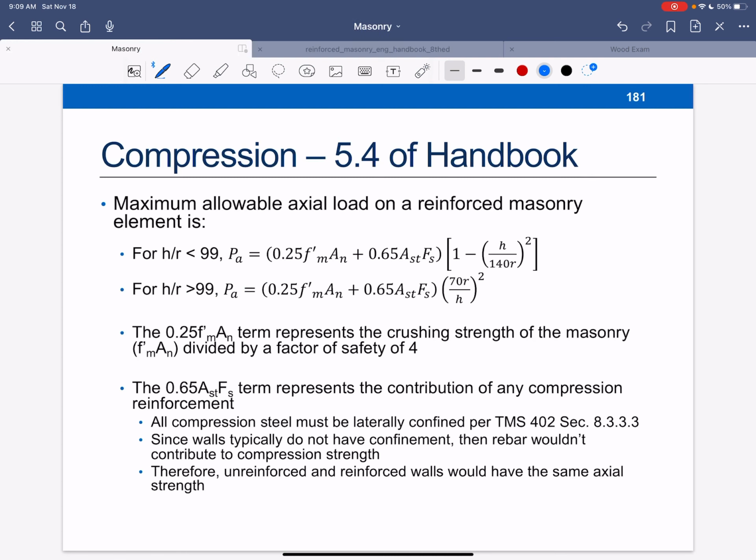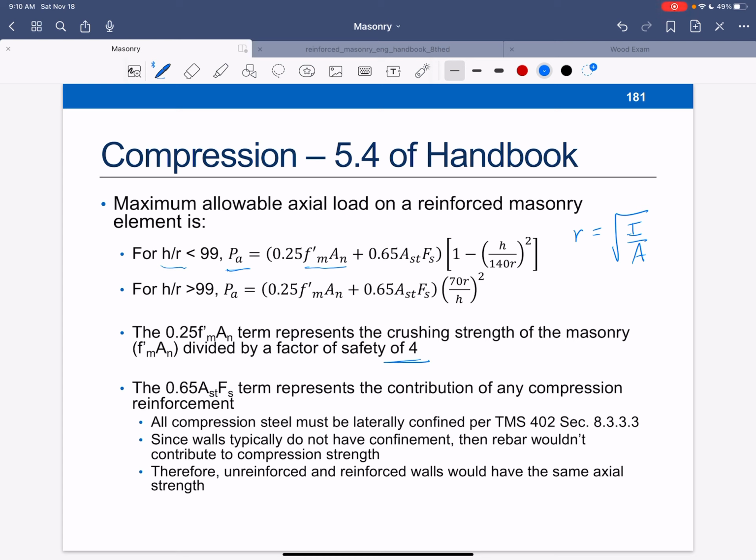The first set of equations in the handbook show you the maximum allowable, and you're going to do all this in terms of an h over r ratio, where r is the radius of gyration. I'll show you they have information about that in the tables. We'll come back to that later, but that's what r is. So the allowable P axial load is going to be this F sub n, F prime n, times A sub n, and then it's multiplied by a quarter. And that's just a safety factor that they're putting in.